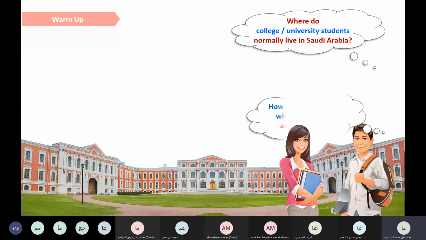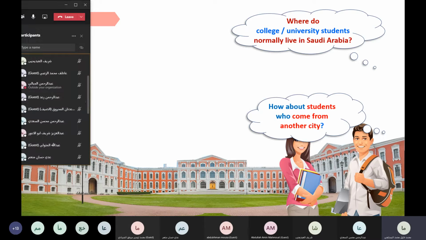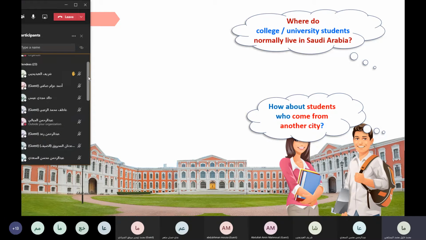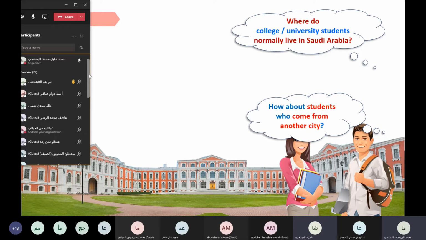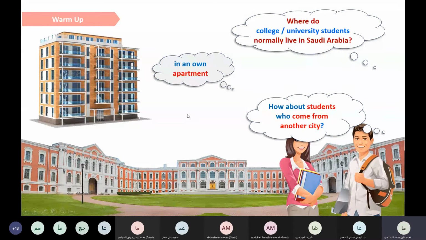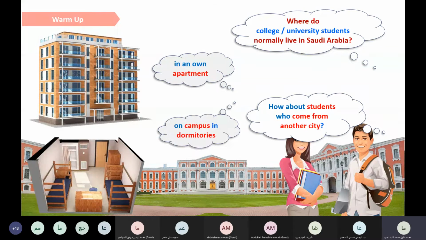Okay. Now, how about students who come from another city? Where do they live? Who can try to answer the question? Sharif? On campus or they rent an apartment. Yes, on their own apartments. Good. They rent apartments. Good. In an own apartment or on campus, in dorms. Dorms, again, are buildings which are specialized for students. Dorms, dormitories, on campus. Good.